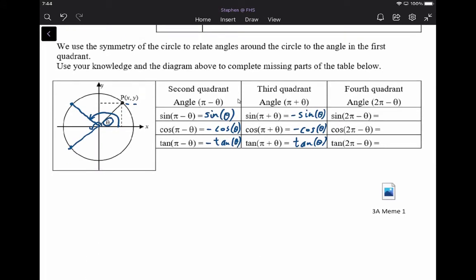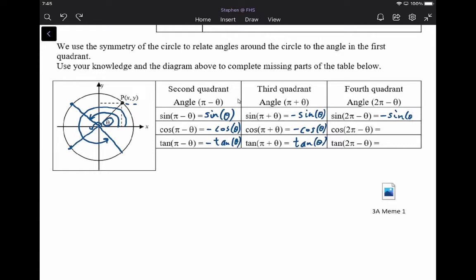Right, finally moving on to the fourth quadrant. So in the fourth quadrant, we've got sine of 2 pi minus theta. This is the angle we've got. So let's try and draw that as an arrow. Start here, go all the way around, and that's where we are. So that is 2 pi minus theta. In the fourth quadrant, sine is going to be negative, so it's negative sine of theta.